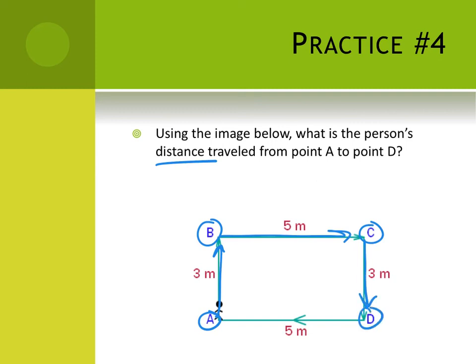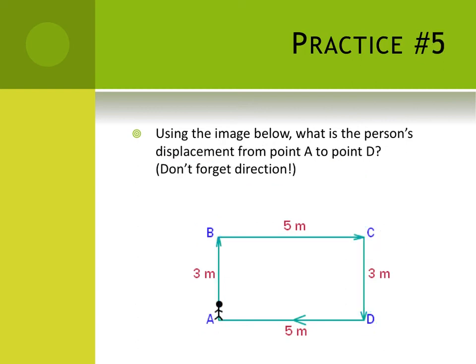So for distance, what we want to do is add up all of those distances traveled, A to B, B to C, C to D. So we're going to go 3 plus 5 plus 3. Okay, so that's going to be 3 plus 5 is 8, plus 3 is 11. So 11 meters was our distance traveled. And again, I just did that by adding up all those distances traveled, all the ground covered.